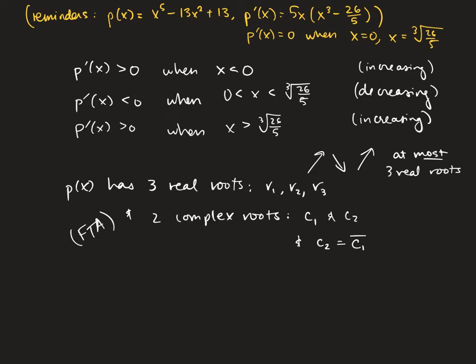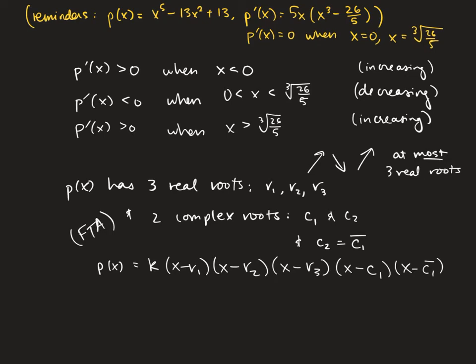And just to recap what the fundamental theorem of algebra says, that means that p of x is going to look like some constant, let's call it k, times x minus r1, x minus r2, x minus r3, x minus c1, and x minus c2, which is c1 conjugate. So we know that our polynomial factors in this way. And now, if you've been paying attention, the Galois group is going to tell us how we're allowed to switch around the roots of this polynomial p of x.